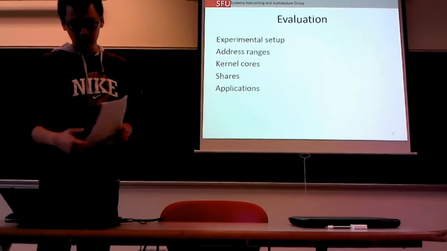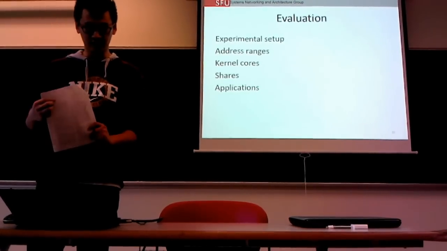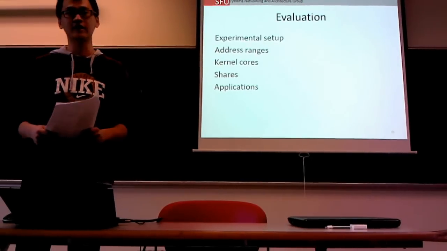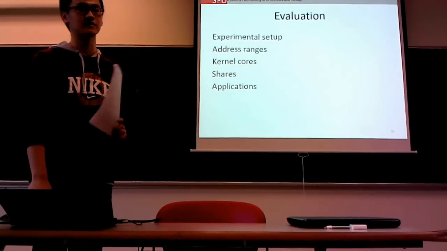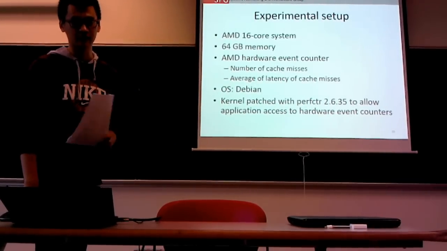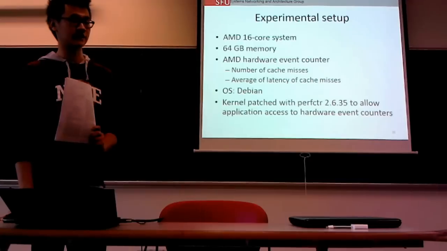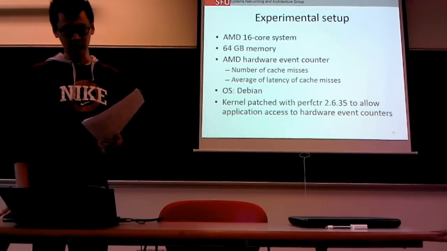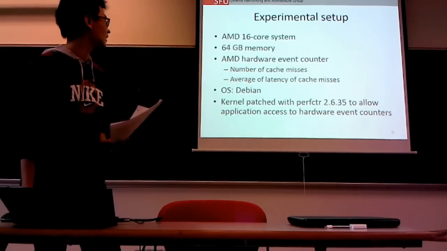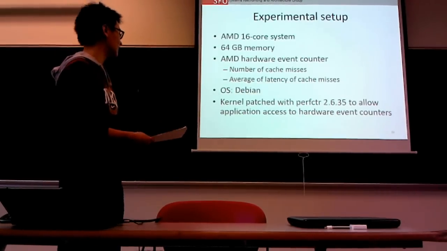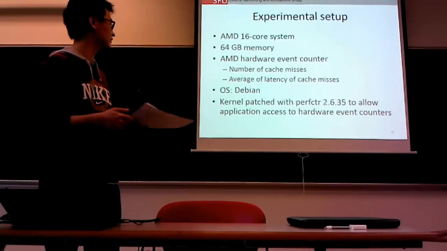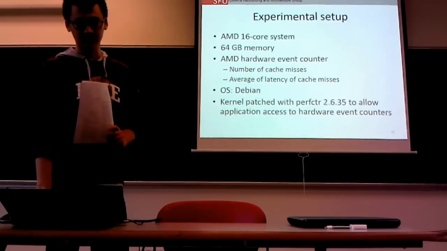Okay, let's go to the evaluation. As you can see, there are five parts of evaluation. Except for the experimental setup, they are going to talk about three key ideas of the Corey design, as well as two applications Arun just mentioned. So let's come to the first one. The authors set up the experiment environment on AMD's 16-core system with 64 gigabytes of memory. To measure the number of cache misses and the average latency of cache misses, they use an AMD implemented hardware event counter. And to use this counter, the kernel is patched with perfctr 2.6.35 to allow applications to use this counter. The operating system they are using is Linux.